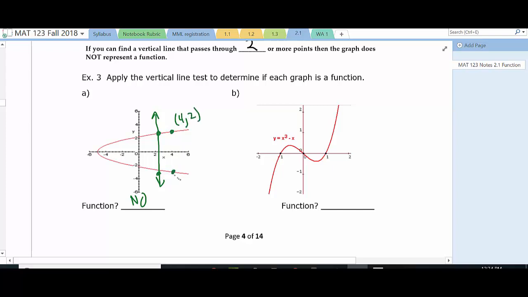It may not be exact, but to make my point, here's the thing. That's the reason the vertical line test works: this x had 2 different y's. That's what it's doing, and you can't have that. So that's what the vertical line test is.